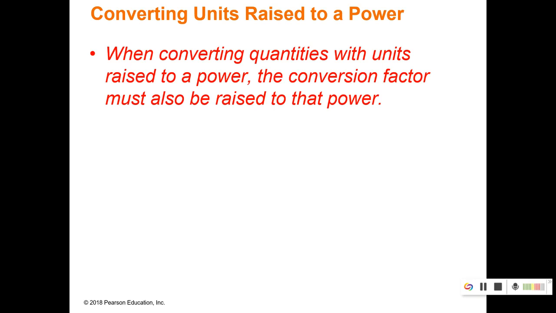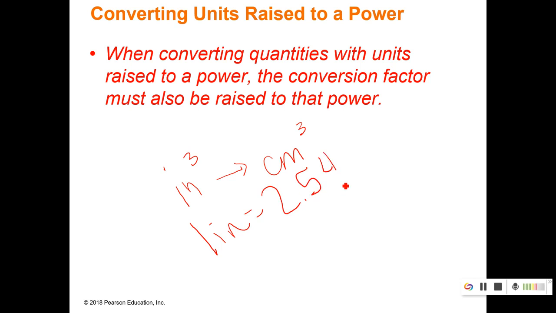Okay, so units raised to a power. We will have a conversion factor that's just a normal conversion factor. But when you have a unit like centimeters cubed from inches cubed, we know that 1 inch is equal to 2.54 centimeters. We do not know how many inches cubed are equal to how many centimeters cubed. So we have to also cube the whole conversion factor or raise it to that specific power.